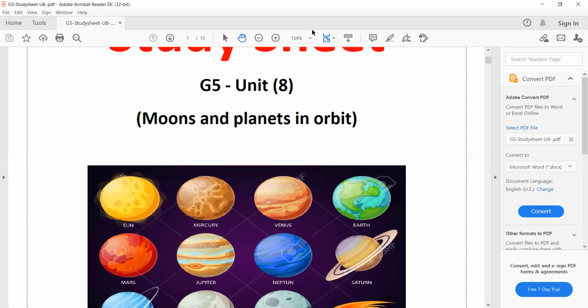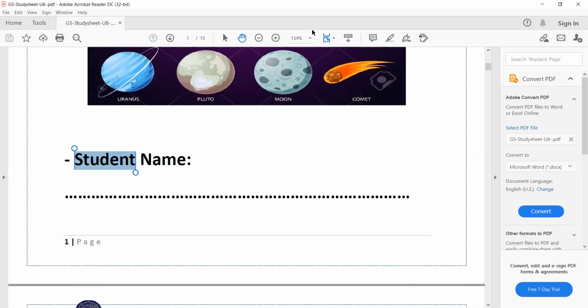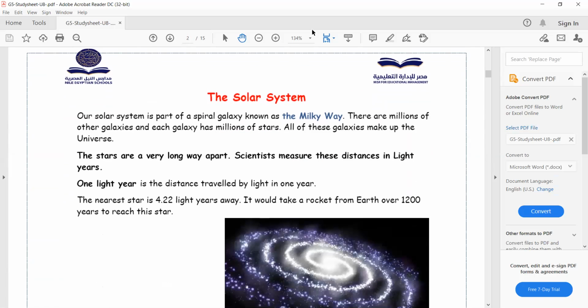Unit 8, Moons and Planets in Orbit. First, the solar system. Our solar system is a part of a spiral galaxy. It's called the Milky Way galaxy.